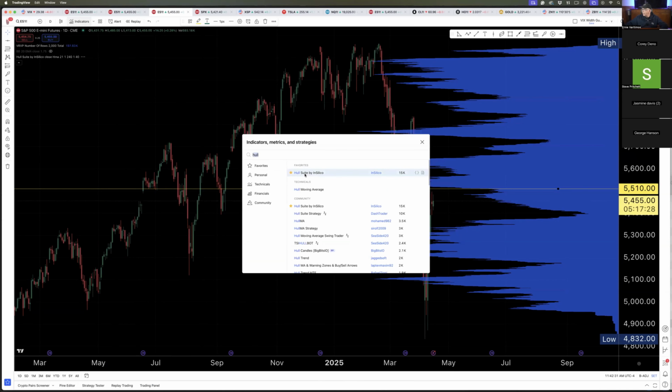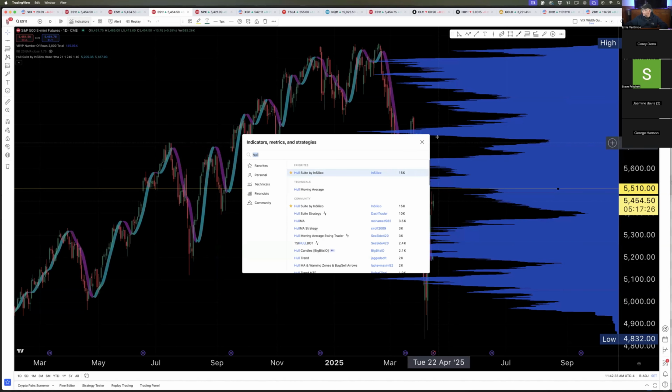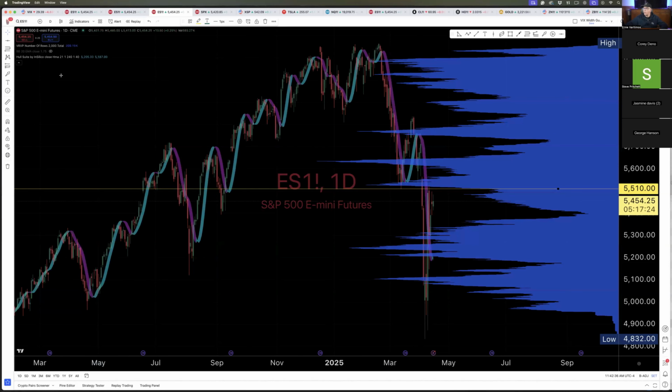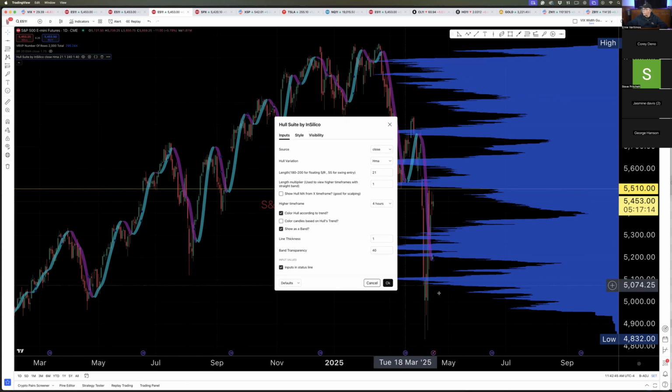So I like the Hull Suite as my favorite moving average. You said the whole suite? Yeah, Hull, Hull, and then suite. All right. And when you look at the settings of the Hull Suite, the thing that I'm trying to change is the length right here. All right. And I make it 21.